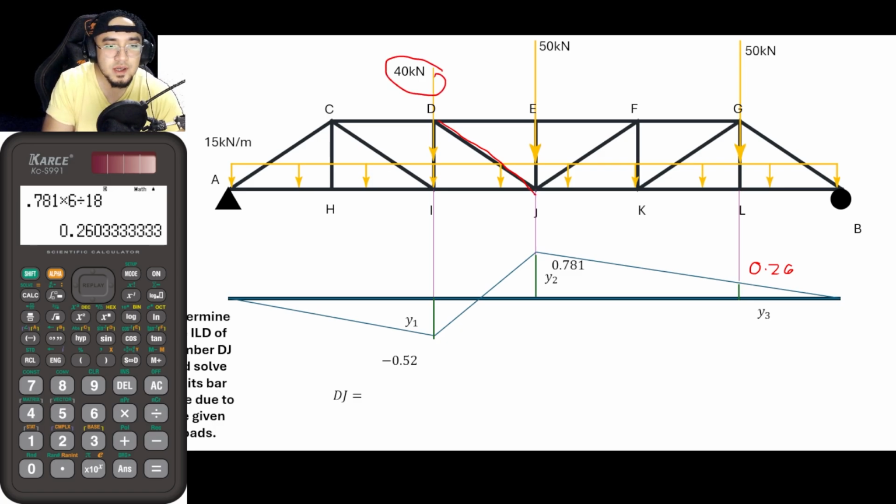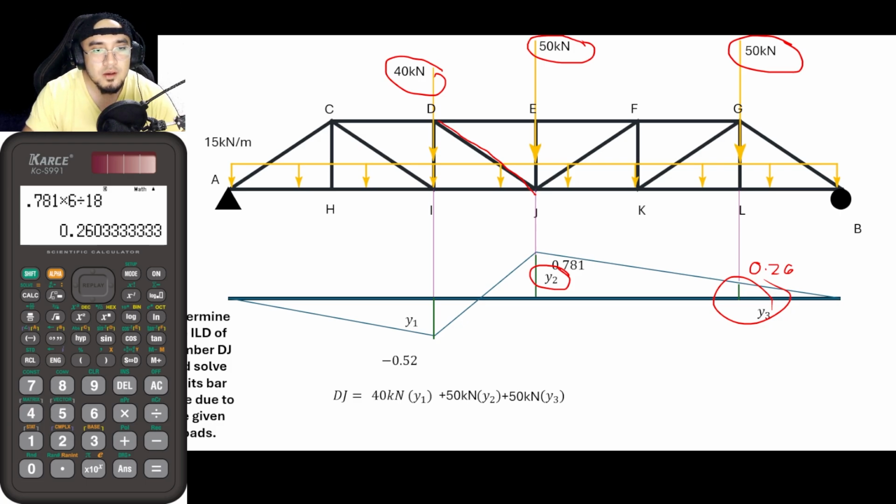So for the bar force DJ, as brought about by the 40 kilonewton load, that is basically equal to 40 kilonewtons times y1, plus 50 kilonewtons times y2, plus 50 kilonewtons times y3. If those three are the only loads present in our truss member, just substitute all known values, press them in your calculators, and you already have the answer.